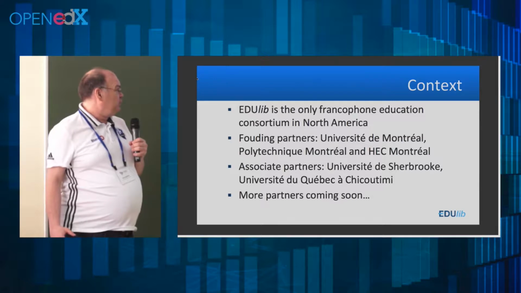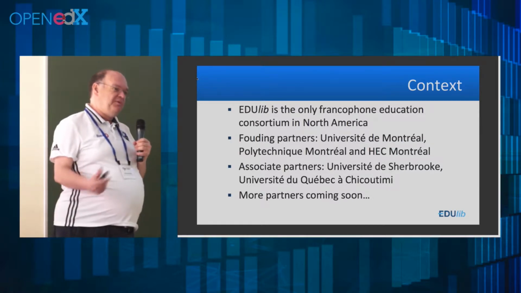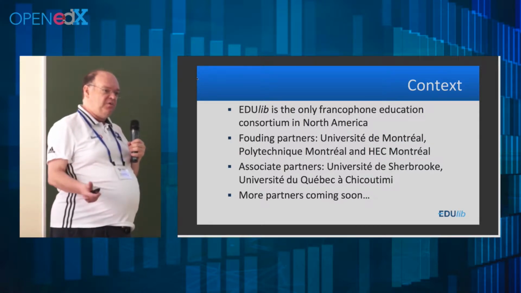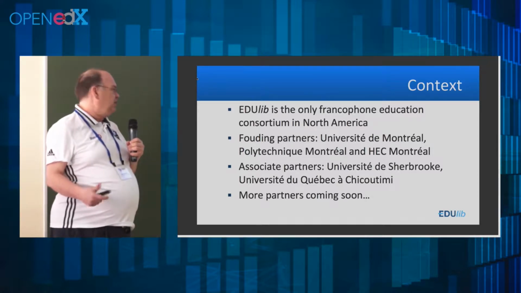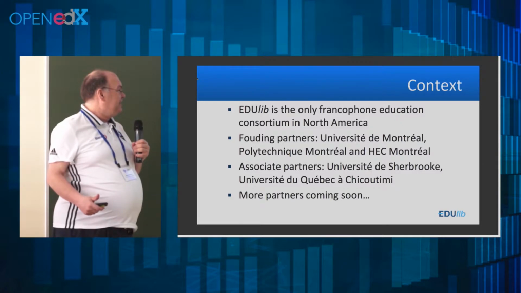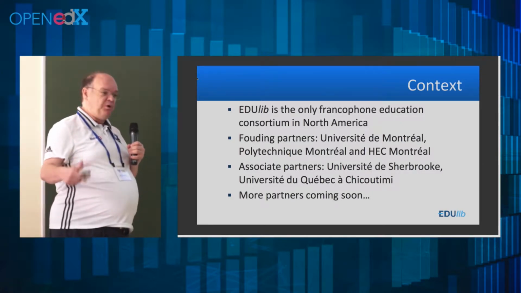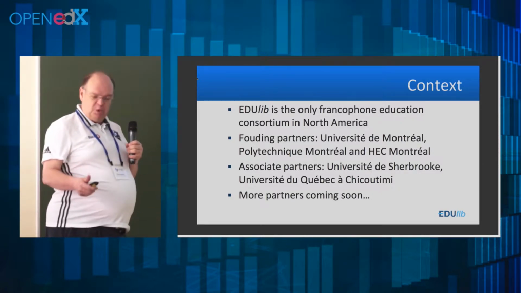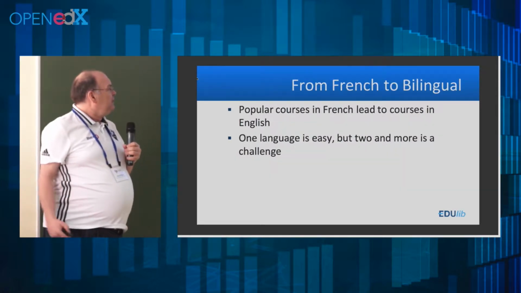First, some context. EDUlib is the only Francophone education consortium in North America. It's a joint venture between Université de Montréal and two of its associated schools, which are the business school, HEC Montréal, and the engineering school, Polytechnique Montréal. And we still have more partners coming up that will be running courses on our platform.